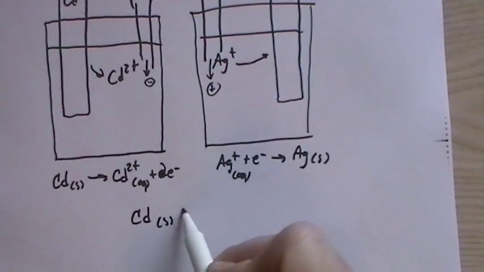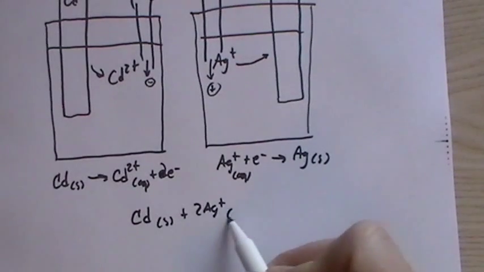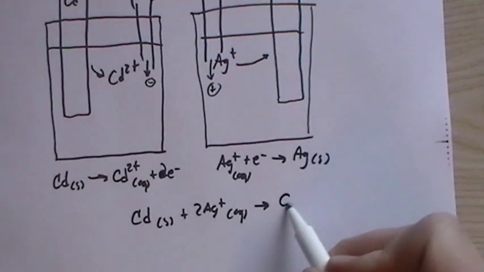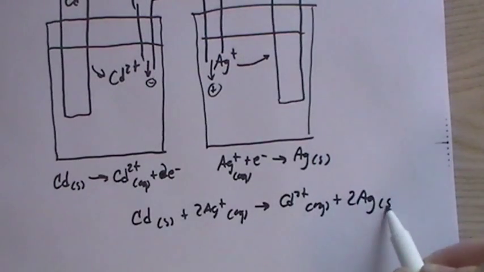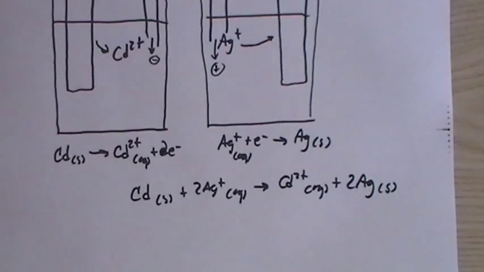And then the last thing would be to complete the reaction, give the overall cell reaction. And 2 silver. And that would be that. I think that's all we have. Let me double check. Yeah. So let's do another one.